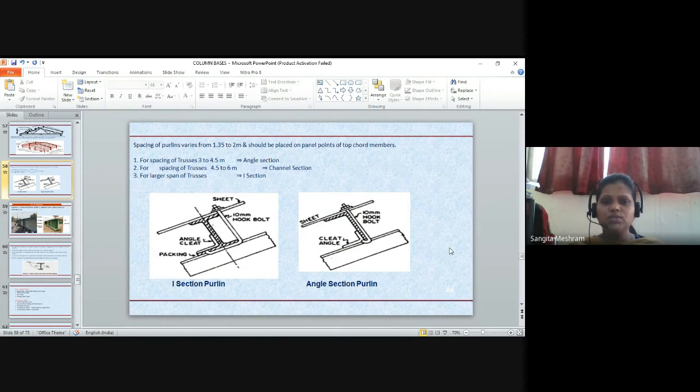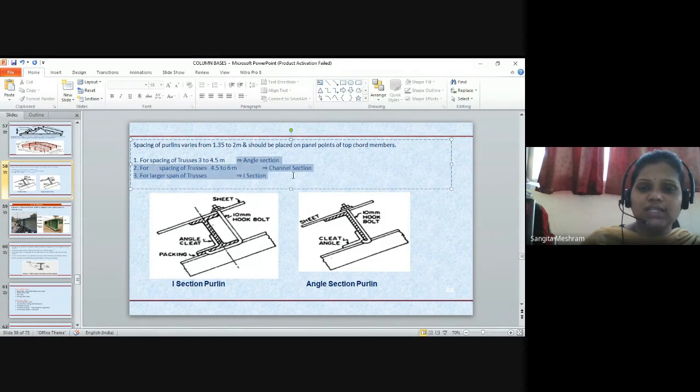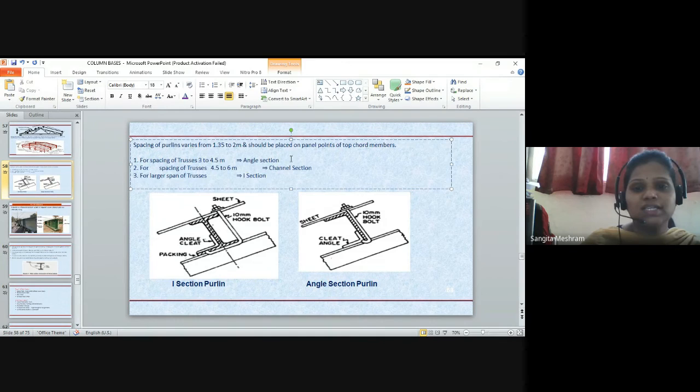And according to spacing of trusses, we can provide different sections. Just see in this, we can provide I section or angle section purlins. If the spacing of trusses is between 3 to 4.5, we can use the angle section. Then for 4.5 to 6 meter we can use the channel section, and for large span trusses we can use the I section. So according to spacing of truss, you can select these different sections. It may be angle section, channel section, I section also.